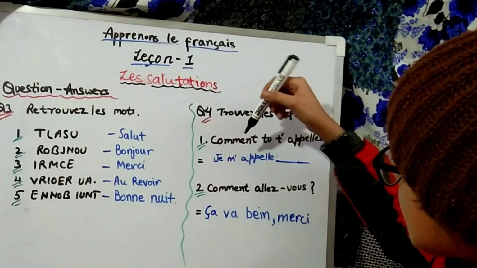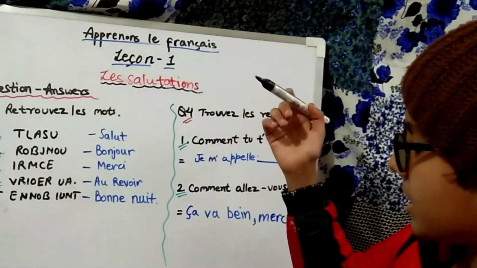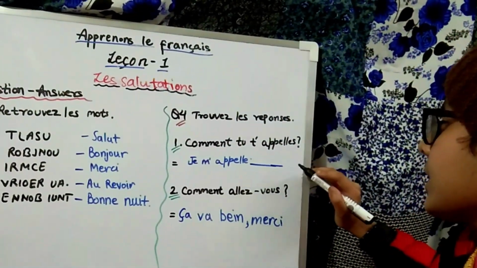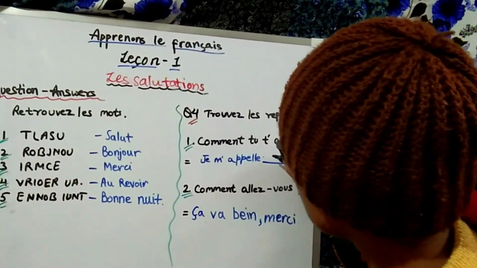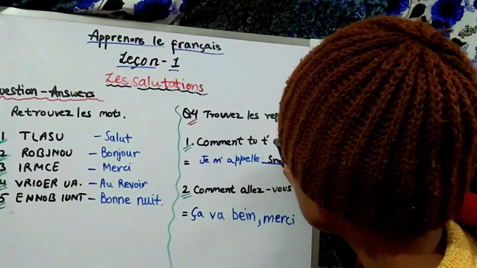Now going to question number 4, trouvez les réponses. The first one is comment tu t'appelles. It means what is your name. So je m'appelle, and you can write your name. As my name is Sniti, I'll write here Sniti.